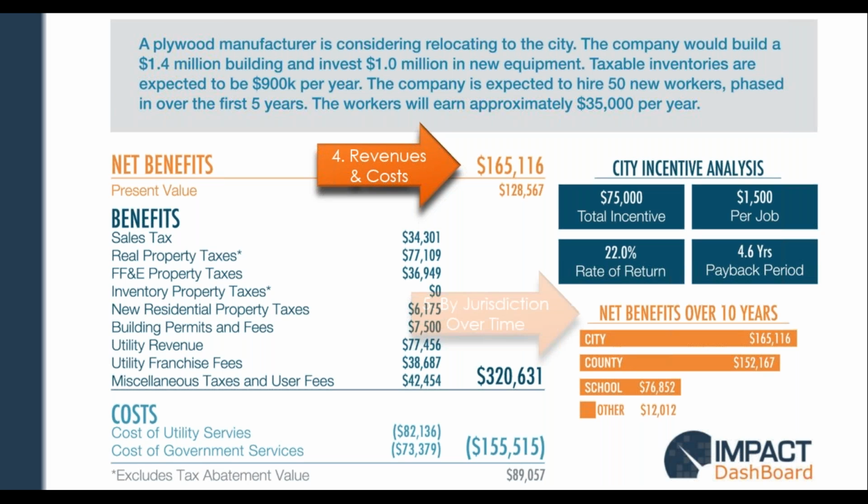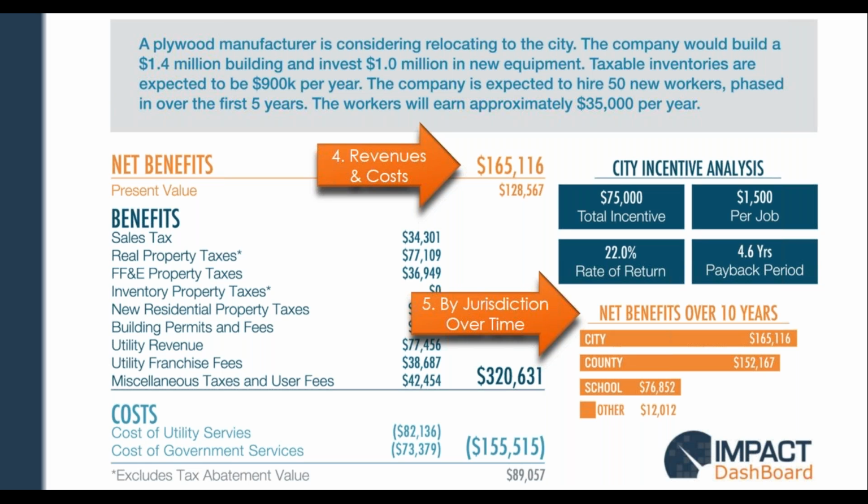We go to looking at the jurisdiction, the impact for other jurisdictions. We want to see maybe what's happening for the county or for the school district. And so we see that the impacts are estimated by jurisdiction and over time. So if we're focusing on the city, maybe that's our point of focus. But then by jurisdiction, we can see what's happening for the county, the school district, and some of the other taxing entities. And these are the net benefits over 10 years.